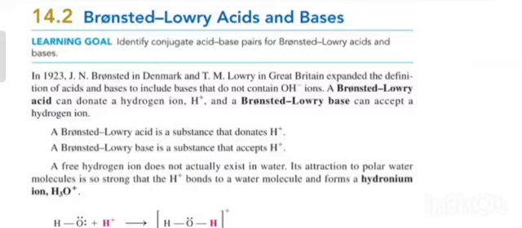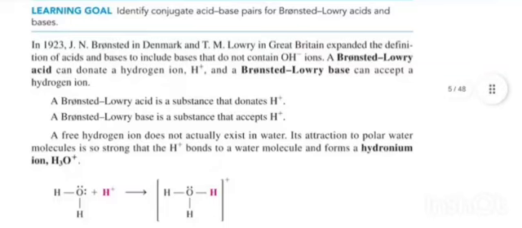Bronsted-Lowry acids and bases. In 1923, J. N. Bronsted in Denmark and T. M. Lowry in Great Britain expanded the definition of acids and bases to include bases that do not contain OH- ions. A Bronsted-Lowry acid can donate a hydrogen ion H+, and a Bronsted-Lowry base can accept a hydrogen ion. A Bronsted-Lowry acid is a substance that donates H+. A Bronsted-Lowry base is a substance that accepts H+.